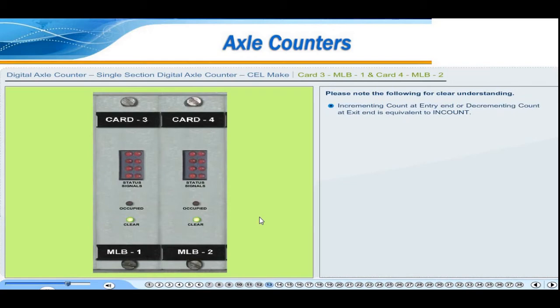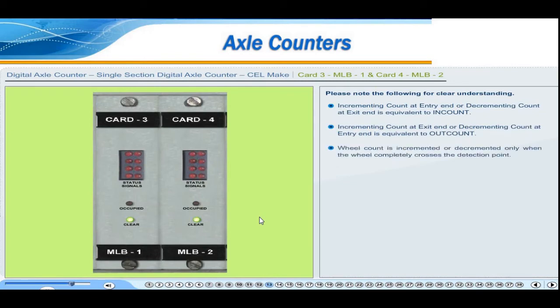Incrementing count at the entry end or decrementing count at the exit end is equivalent to in count. Incrementing count at the exit end or decrementing count at the entry end is equivalent to out count. Wheel count is incremented or decremented only when the wheel completely crosses the detection point. Entry and exit end units are stamped accordingly and are not to be interchanged.